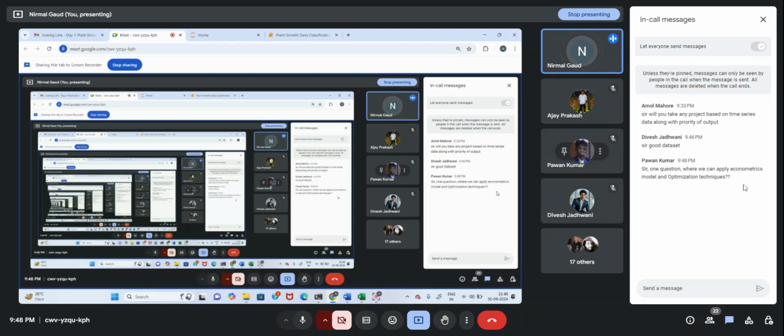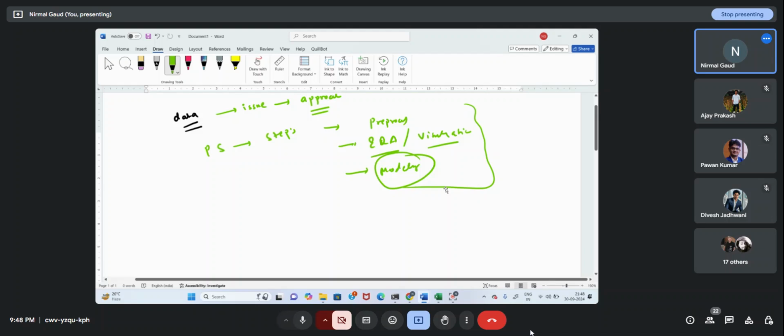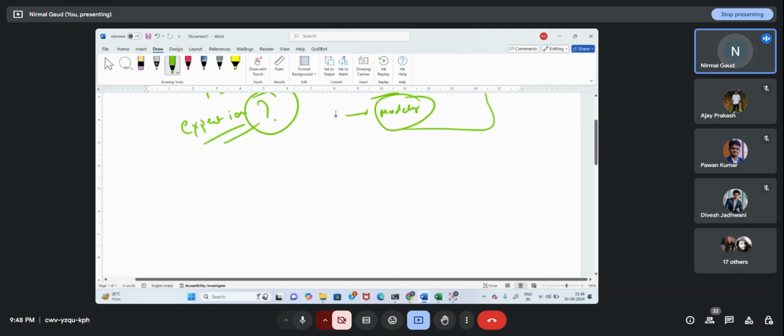So one question: we can apply econometrics models and optimization techniques. Econometrics models. Okay, so what models are you expecting in this particular case? Econometrics, if you are saying that, what is the expectation related to it?